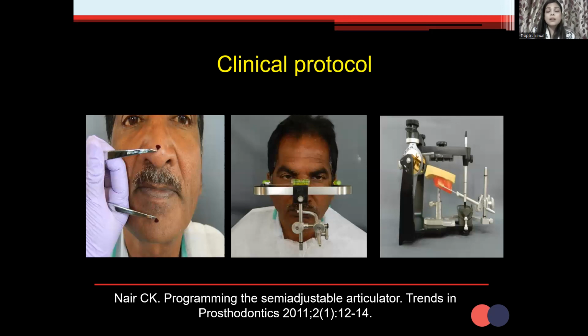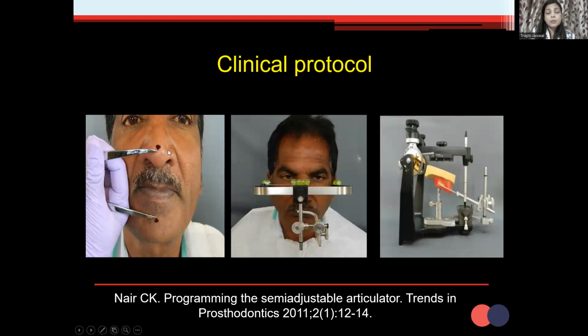Next, we will adjust the plane of orientation, the occlusal plane. The occlusal plane should be parallel to the interpupillary line anteriorly, and posteriorly it should be parallel to the Camper's plane, that is, from the ala of the nose to the tragus of the ear. This way we adjust the occlusal rims and the plane of orientation. Then the next step will be to determine the vertical jaw relation.